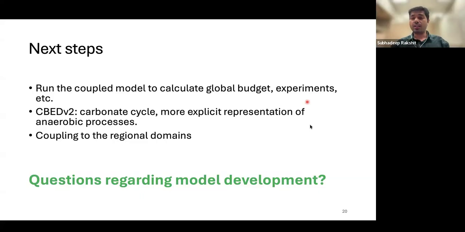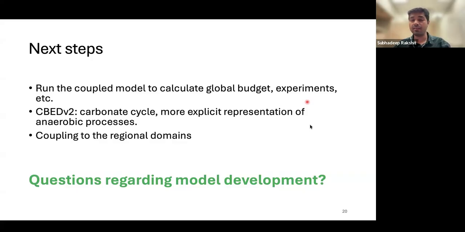Yeah, so right now we do not have iron, phosphorus, or silica cycles within the seabed. That can definitely be done at some point, but not right now. But we do plan to do the iron in the next version of it.